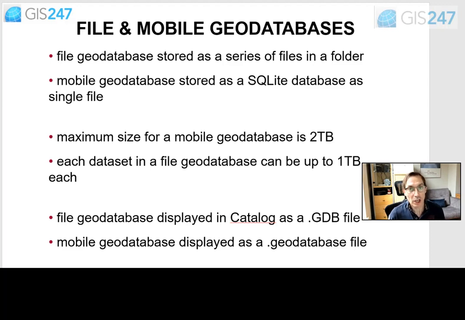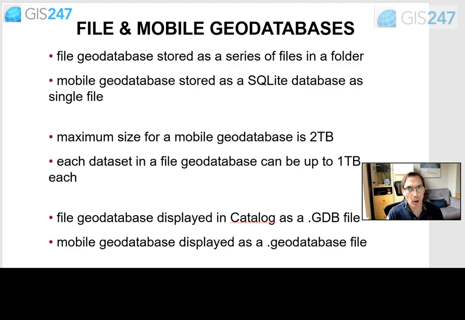Well, a file geodatabase is stored as a series of files in a folder. So in the catalog pane, you would right click and say New File Geodatabase, and it would ask you to create the name of the file geodatabase, and it then creates a folder on disk where that is stored. But in the catalog pane, it presents that as a single file. It will say something like mygeodatabase.gdb, but on disk, it's actually creating a folder and storing the data as a series of files in that folder.